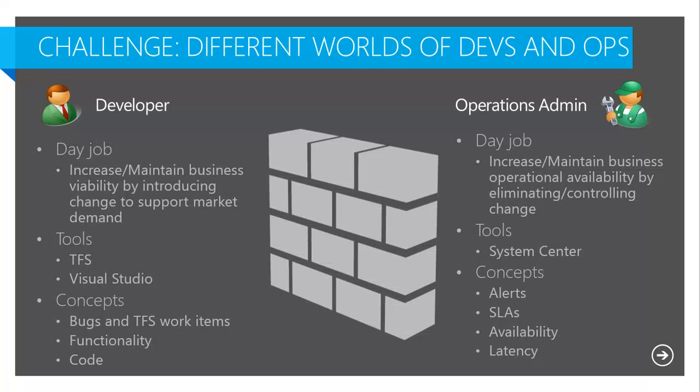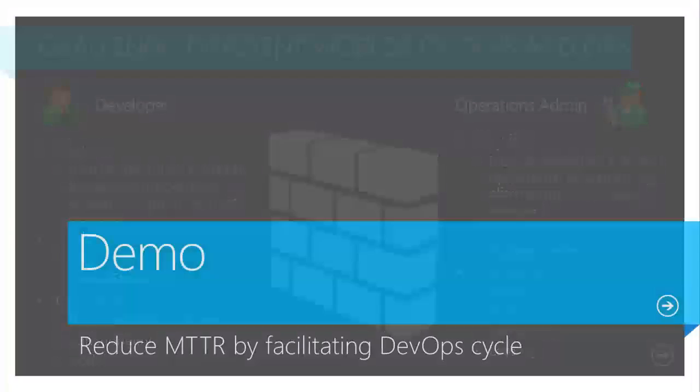Now, the good news is that with System Center 2012 SP1, we have a number of features that simplify the DevOps process, that simplify communications between developers and operations. So what we are going to do is switch to a demo now. In this demo, we'll show how Global Service Monitor, together with application performance monitoring in System Center, and with integration with Team Foundation Server, will help to facilitate a quicker DevOps cycle.